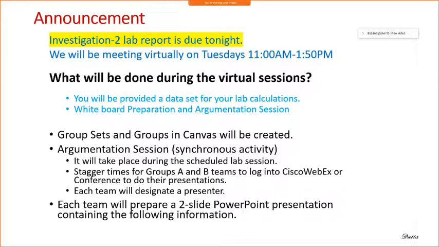So for example, for today, you must know that probably some of you already submitted. I saw the investigation 2 lab report that is due tonight. Okay, if you have any questions, I'll be happy to explain. You can unmute and ask me a question if you have any questions. If not, I'm going to go over the preLab experiment 3, investigation 3.